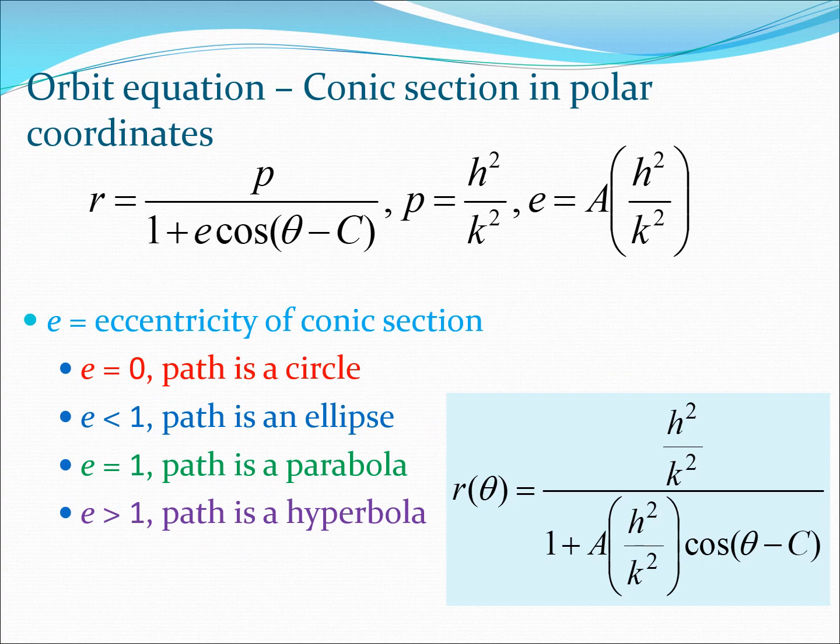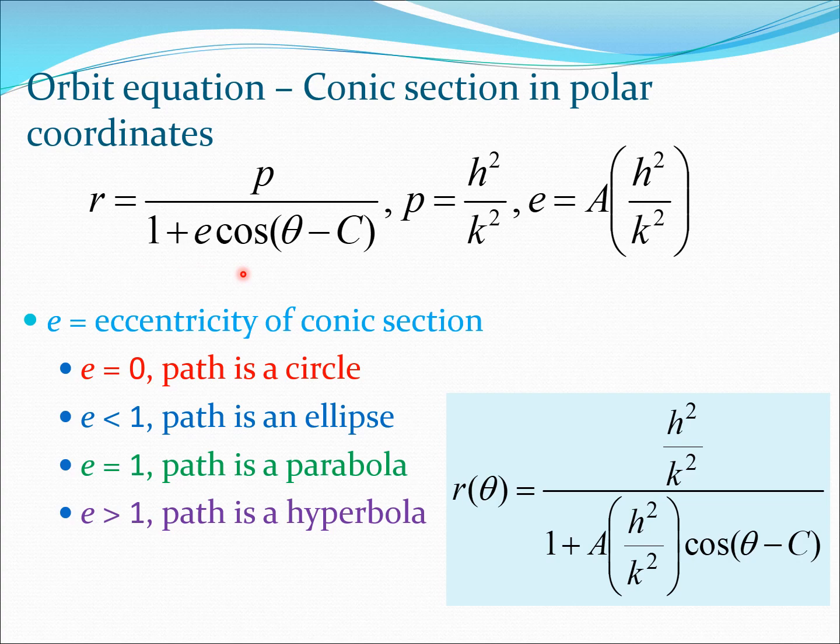Now there is something interesting which comes out from analysis of this equation. We can take this orbit equation which I have put in this blue box here, and we can rewrite it in this form by declaring that p is h square by k square, that's this value here, and e is A h square by k square. So if we do that, the numerator term here, h square by k square, simply becomes p, and at the denominator we have 1 plus e cos(theta minus C).